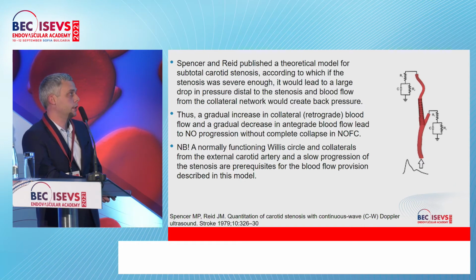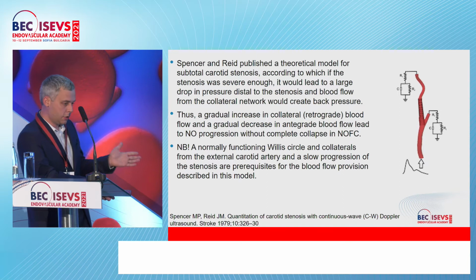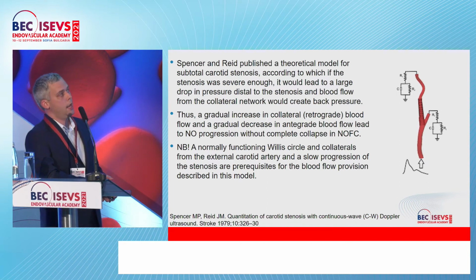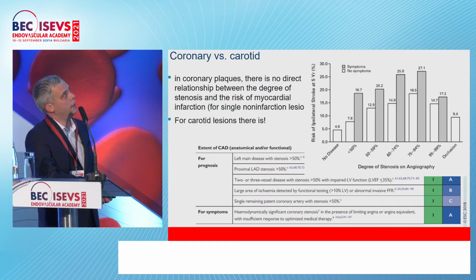So there are 2 mandatory things. First of all is the gradual decrease in the antegrade flow, which actually means slow progression of the stenosis. And the second thing, the circle of Willis and the collaterals must work normally, so there must not be any type of anomalies on this level.